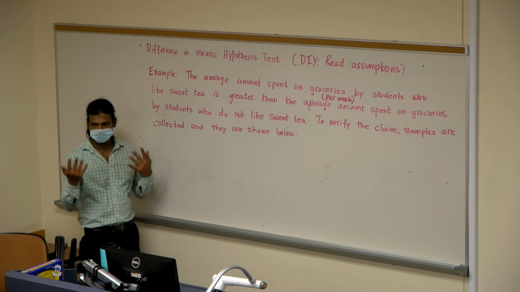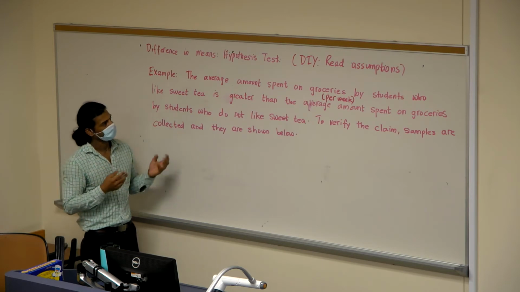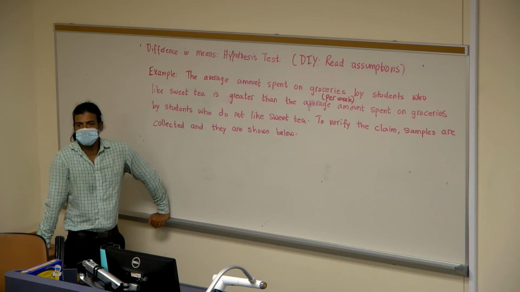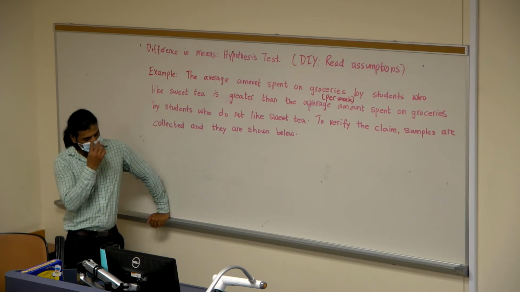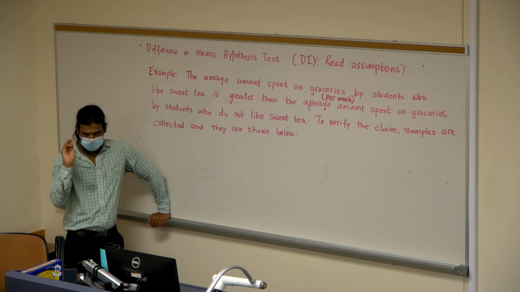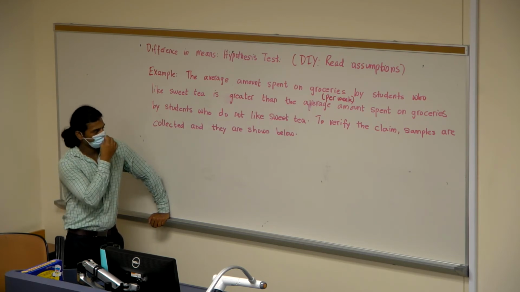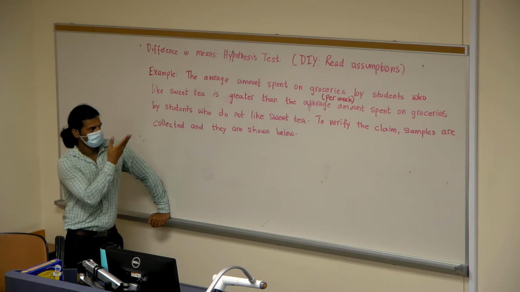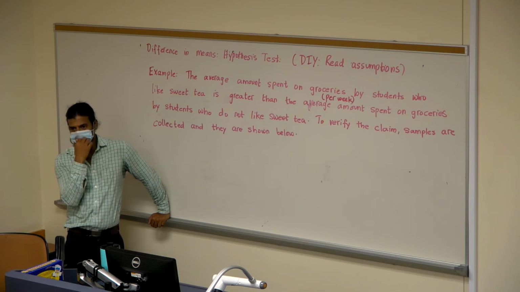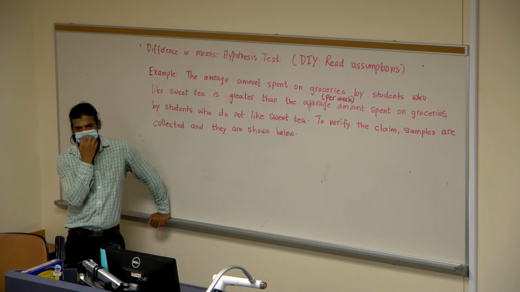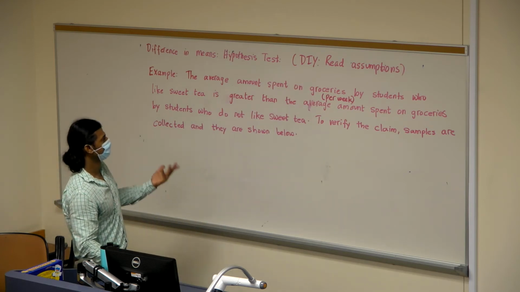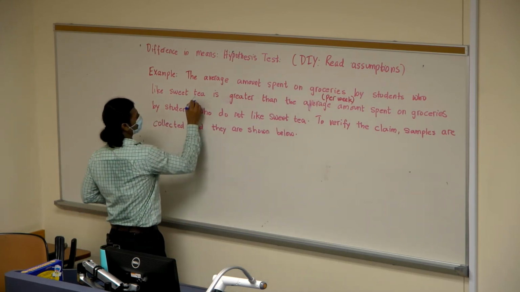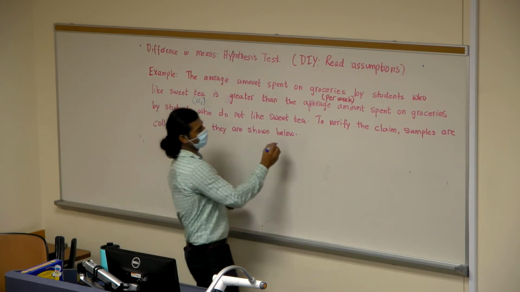I'm picking simple examples so that you can get the concept easily. Who doesn't like sweet tea? Those people. Do we have two averages? We have the average amount spent on groceries by students who like sweet tea. It's average one, or mean 1. The average amount spent on groceries by students who do not like sweet tea. Average 2, mean 2. Which one should we call population 1 or sample 1? Or does it matter? It doesn't matter. So we'll just call the first one mu1. And we'll call that mu2.